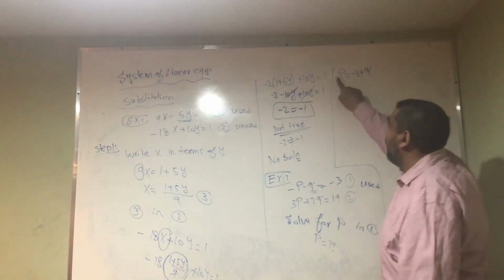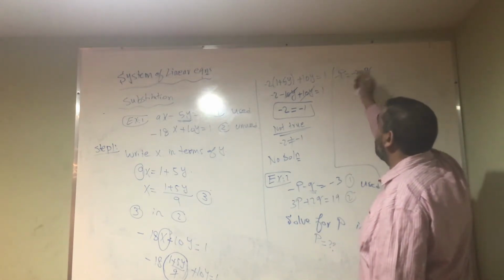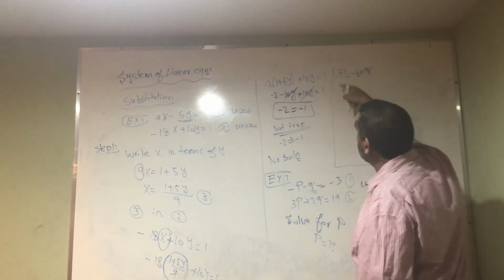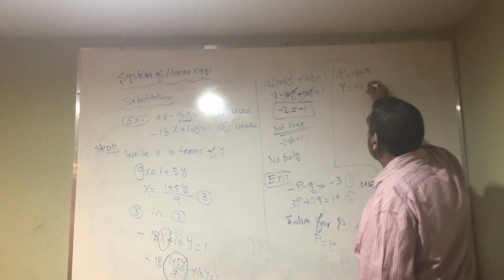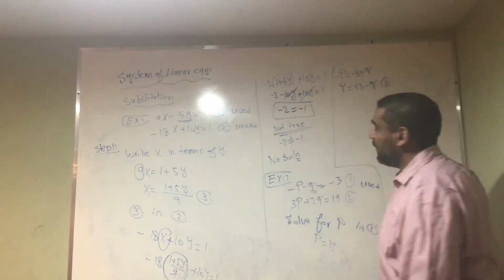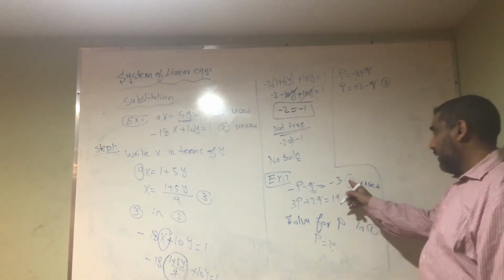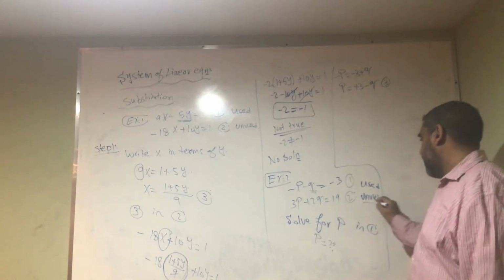So I need to get 1 here. So I have to multiply the whole thing, each term, by a negative sign. If I multiply by negative 1, you get p. If I multiply by negative, you get plus 3. If I multiply by negative, you get negative q. And this is called equation number 3. So as you can see here, equation 1 is used, and this one here we call unused.